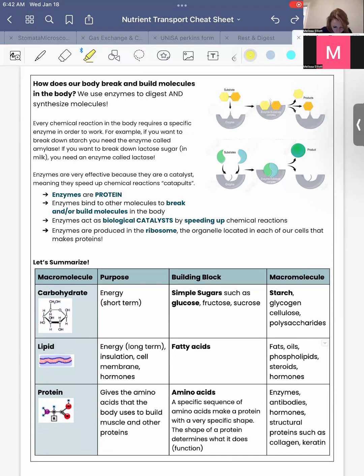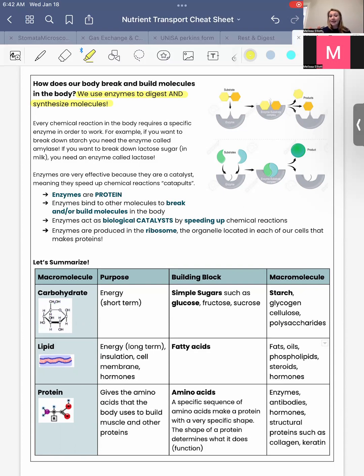So we're going to go ahead and highlight. We use enzymes to digest and synthesize molecules. So every chemical reaction that happens in the body requires a specific enzyme in order to work. For example, if you want to break down starch, a carbohydrate, you need an enzyme called amylase. That's actually in our saliva.